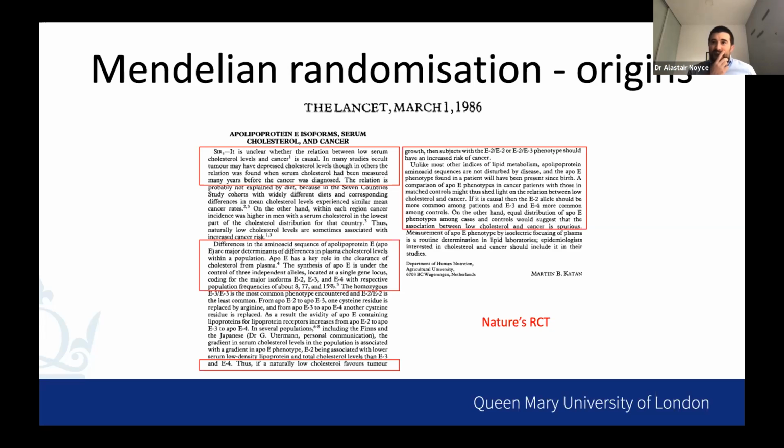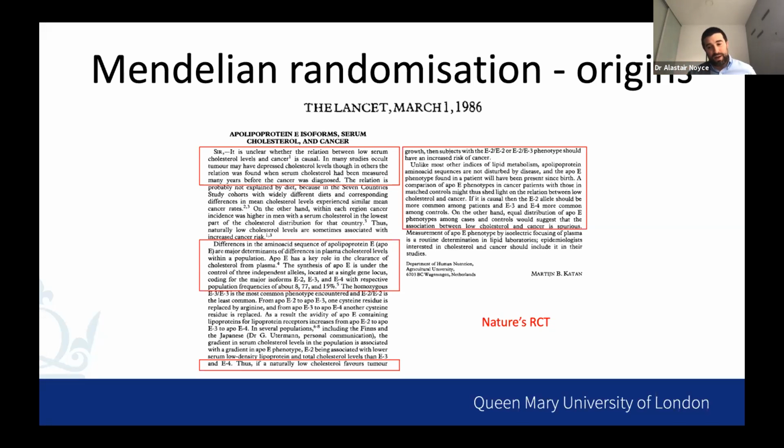And what he pointed out was that serum cholesterol, circulating cholesterol, is in part genetically determined. So the common genetic variation that you inherit from your mother and father that's randomly allocated to you at birth predicts a proportion of your circulating cholesterol across your life course. And you can relate genetic determinants of cholesterol to cancer to make a causal inference of how cholesterol may affect cancer risk.